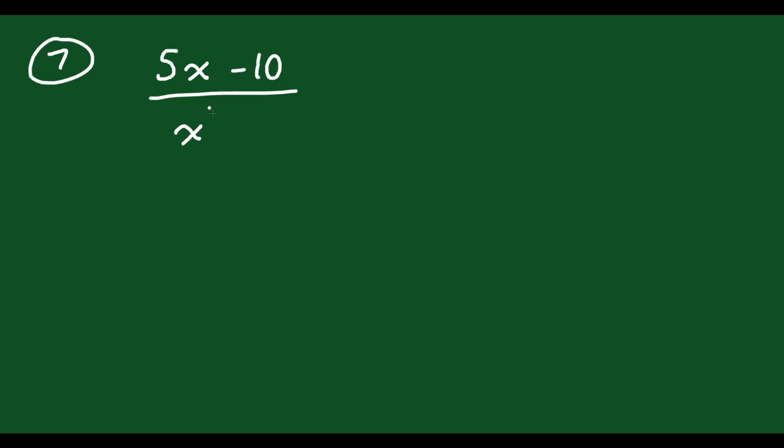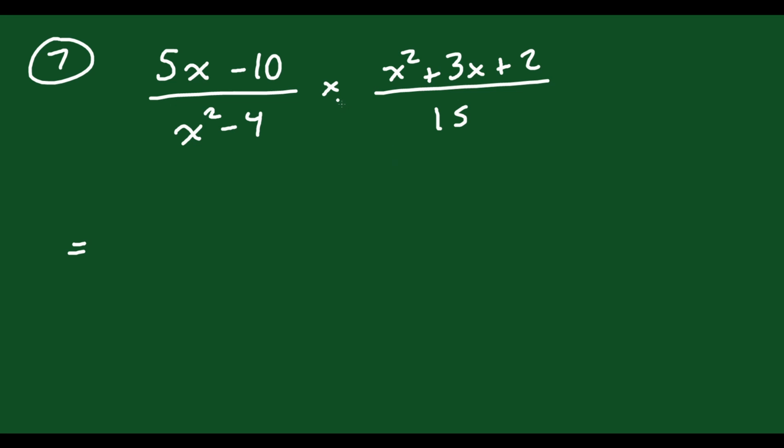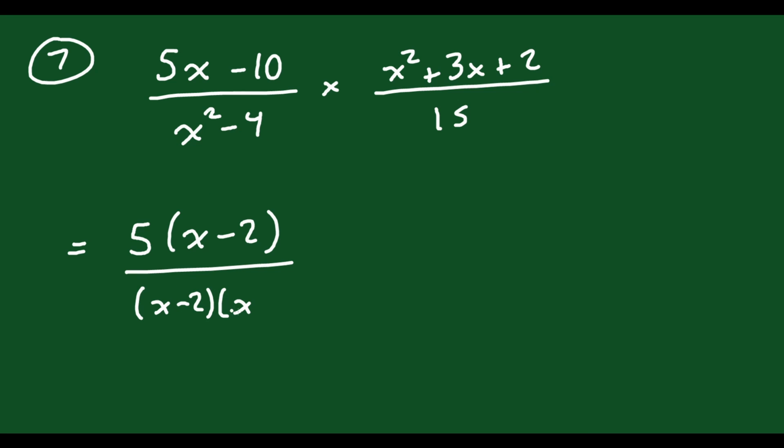Let's look at another one. Number 7. Let's say you have (5x − 10)/(x² − 4), and now we're multiplying by (x² + 3x + 2)/15. In this question, we're just multiplying, right? We're not adding, so we don't have to worry about a common denominator. All you have to do is start factoring. If you look at the 5x − 10, you can factor out a 5, and you'll be left with x − 2. Underneath that, you have a difference of squares, so (x − 2)(x + 2).